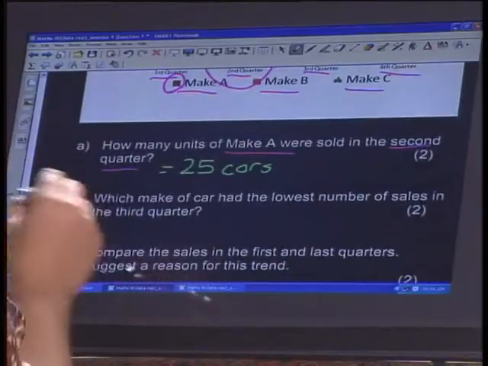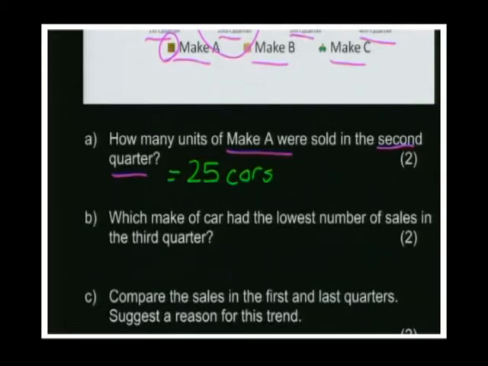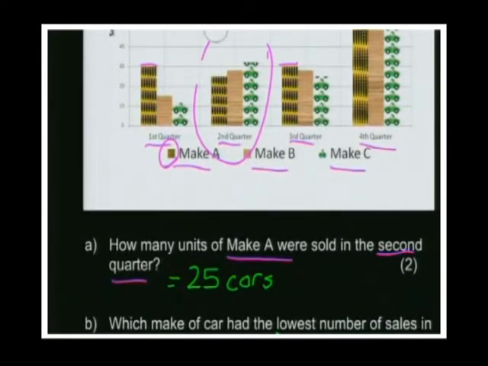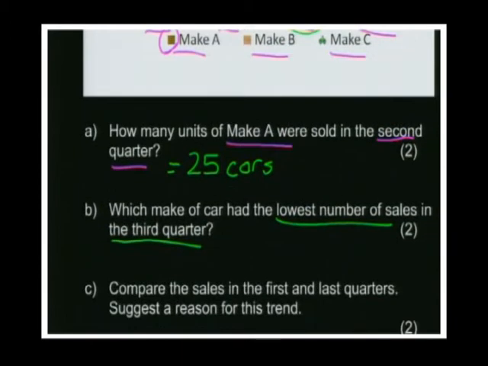Right, the next part of the question says, which make of car had the lowest number of sales in the third quarter? So now we're looking for the lowest and we're looking for the third quarter. So let's delete our second quarter. We're looking for the third quarter and we're looking for the lowest, and we can see that A was the highest, then B, and C was the lowest. So we've got just kind of like two wheels on the last car. So in this case, I'm going to say it is make C, that is the lowest.